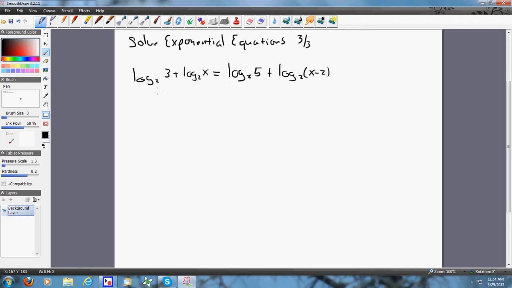Alright, first thing you can realize is they're all base 2. And you should also realize that these are also connected by multiplication, which means you can multiply this and this. You can also multiply this.